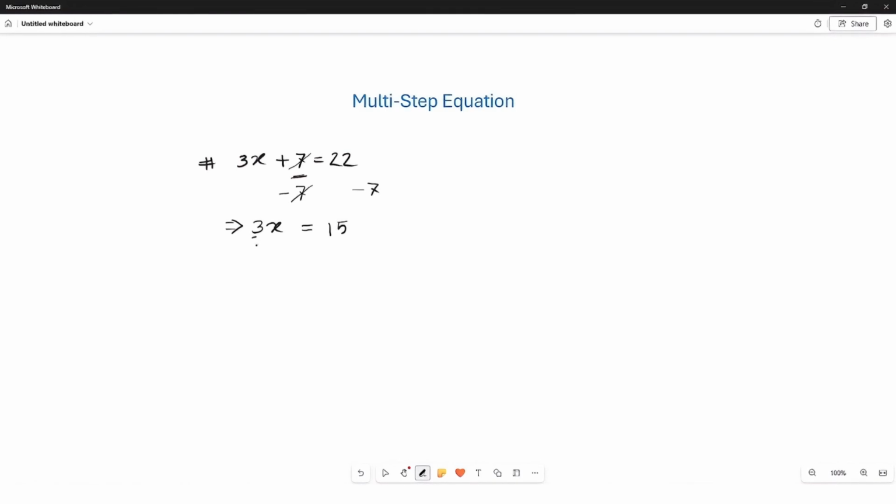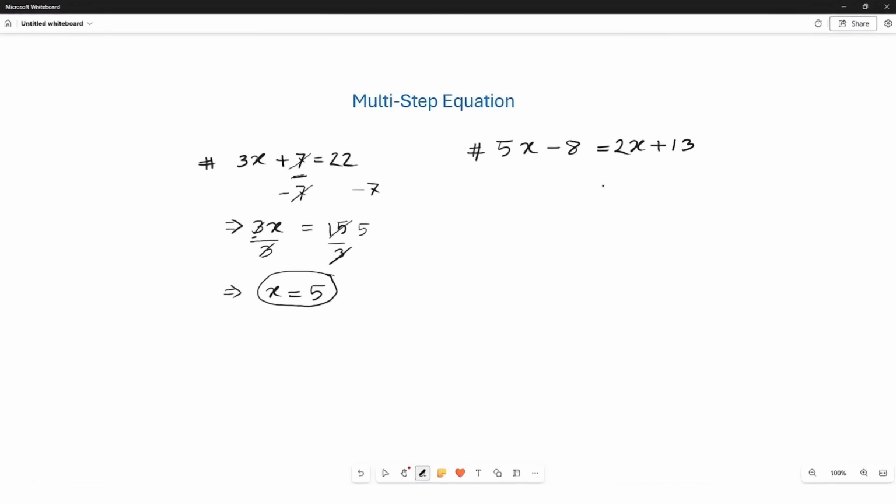So now we can divide the entire equation by 3, so that we can cancel out 3, and 15 divided by 3 is 5. So our answer is x equals 5. Now let's solve an ACT standard example, and that is 5x minus 8 equals 2x plus 13.